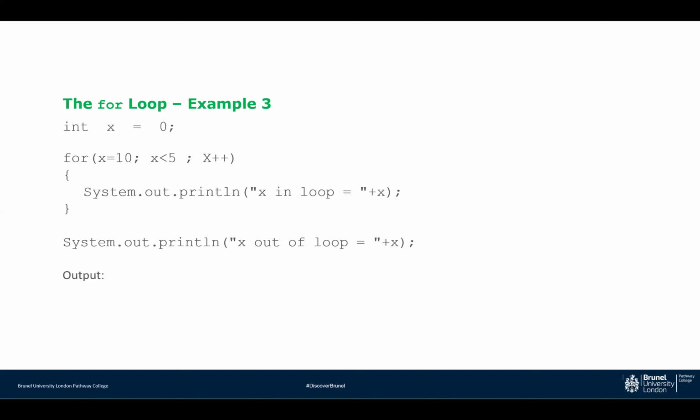I initialize the value of x by 0. But in the loop, the starting point, I said x equals 10. Now 10, is it less than 5? No. Do I run the code inside? No. I go outside right away here, and I write System.out.println x out of loop equals what?